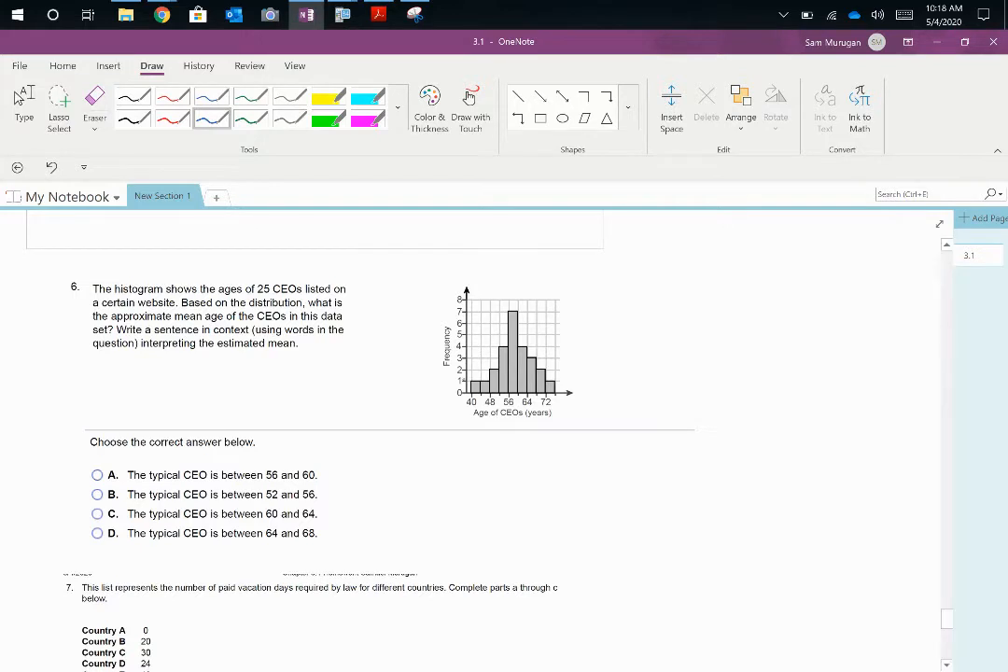So notice that this data is very symmetric, so the mean is right there between 56. This increases in units of four, so between 56 to 60 is the typical age of a CEO here.